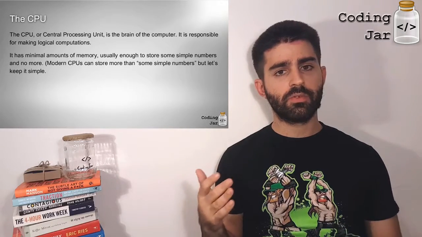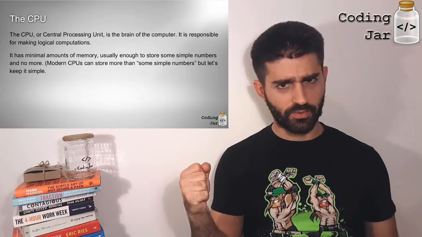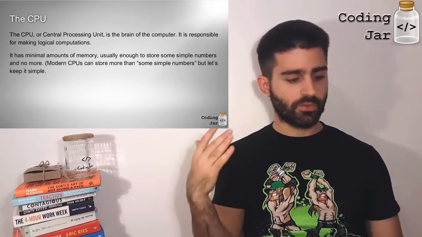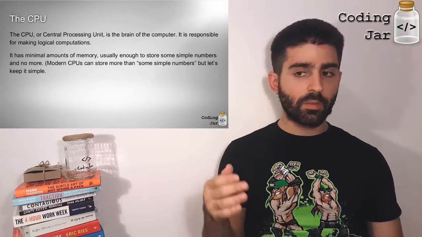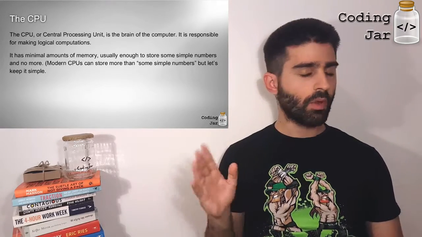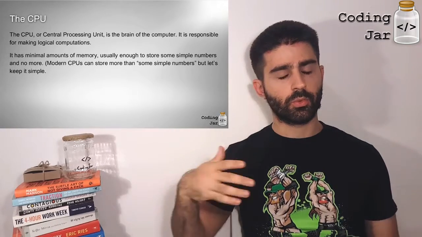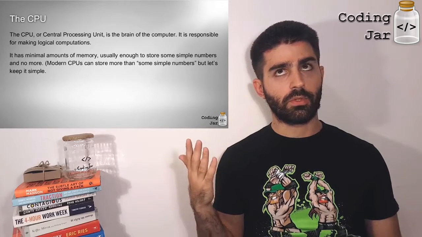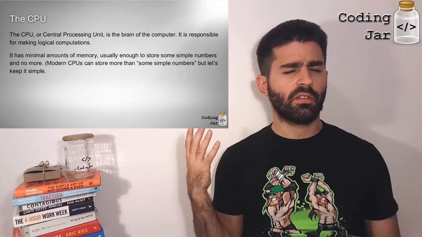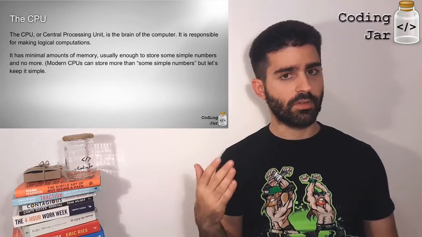So the CPU is the powerhouse of the computer, like mitochondria are the powerhouse of the cell. It's the brains, it's what makes the computer understand and do instructions. It has minimal amounts of memory, which is, however, very fast, so it's only able to store a couple of numbers. We're not talking about the super modern CPUs which can save up to 128 megabytes of data, but let's say they don't have big memory. It's small, but it's really fast.